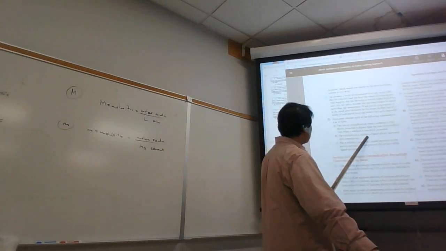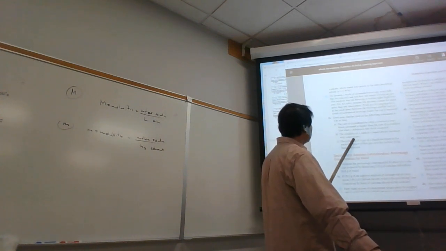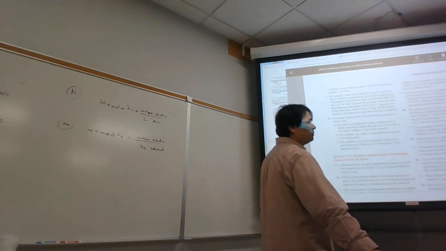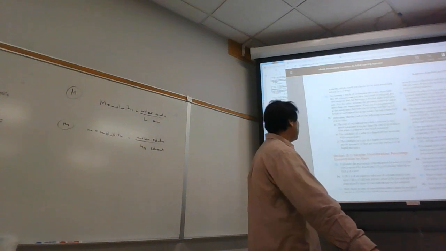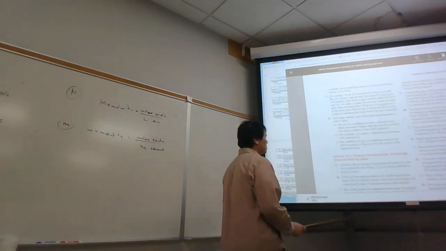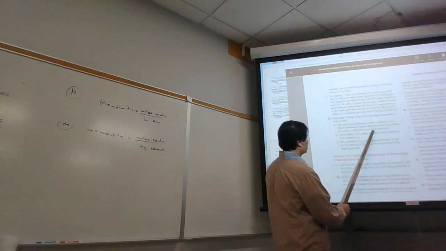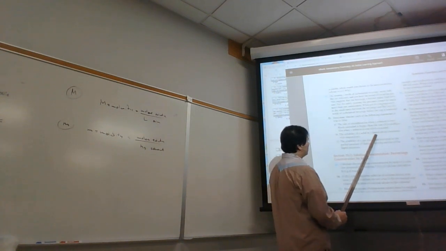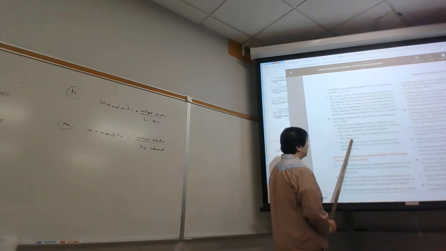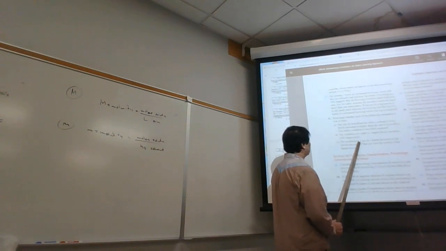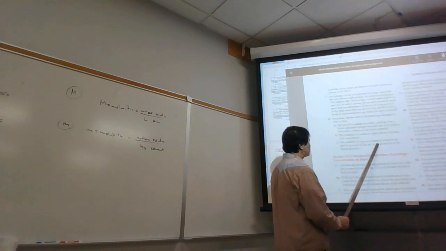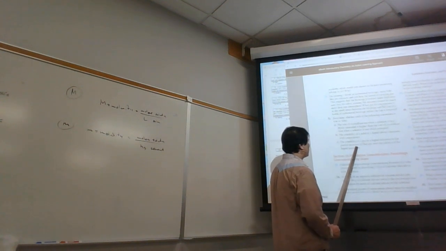B, the solubility of a solid in a liquid always increases with temperature. Is that true or false? It's mostly true. Now, most solids increase solubility in liquids with temperature. There are just a few exceptions. C, the solubility of a gas in a liquid increases as the partial pressure of the gas over the surface of the liquid increases.